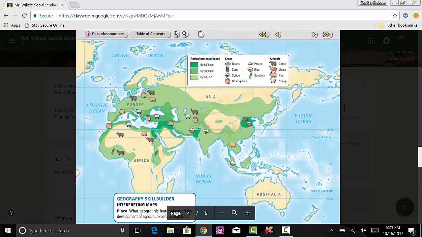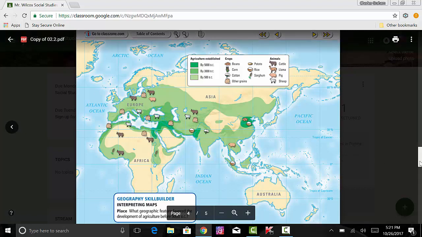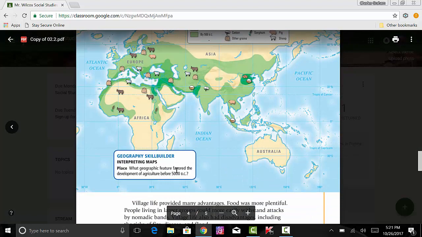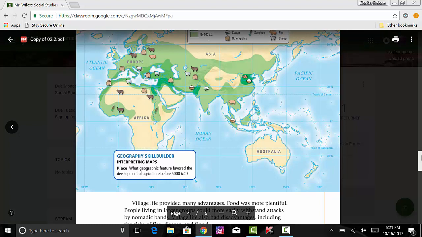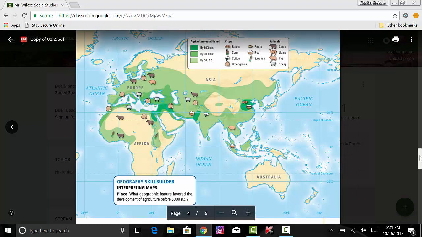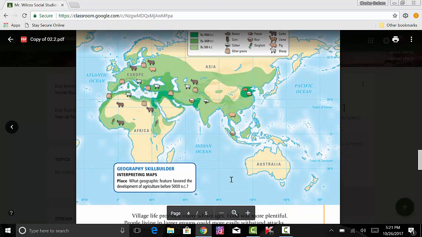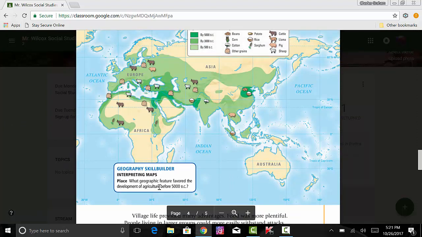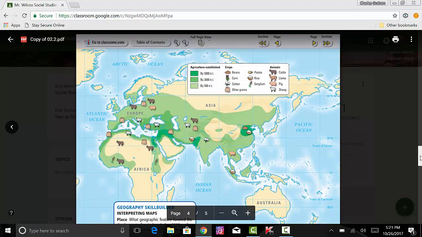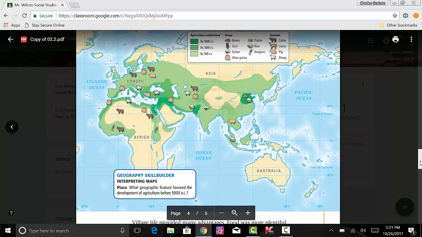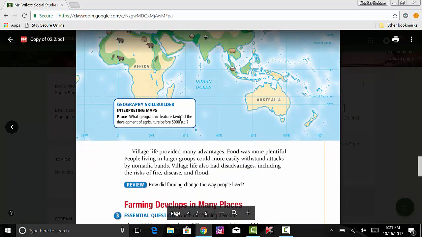What geographic feature favored the development of agriculture before 5,000 BC? Well, you use your map skills in order to answer that question. You can look at the map and think about it. You can dig deeper by reading the text. You're probably going to want to think about how to answer that question.